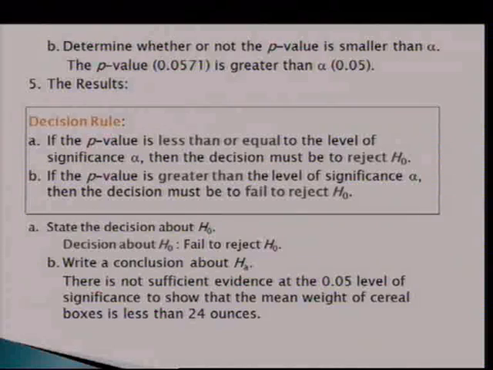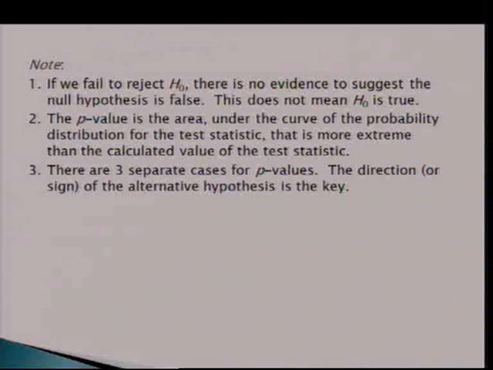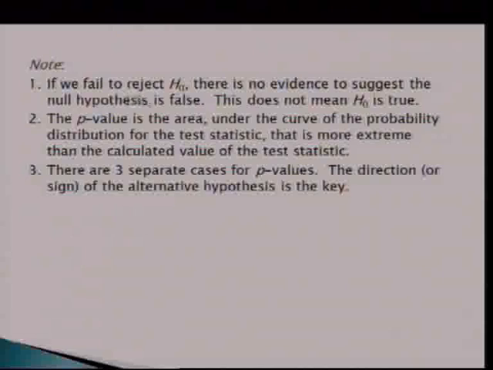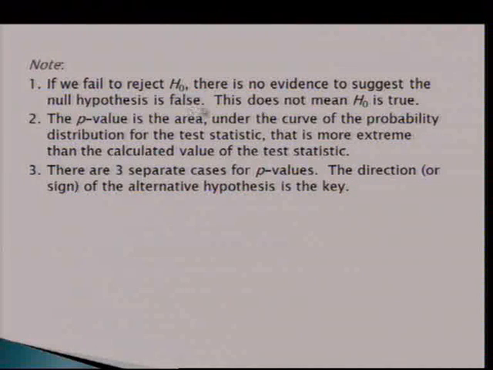So the conclusion is that there is no sufficient evidence at the 0.05 level of significance to show that the mean weight of the cereal boxes is less than 24. But if the significance level changes, then the decision also changes. So it is up to us, or the prescribed value, by which we can accept or reject the null hypothesis. If we fail to reject H0, we have to note some points. There is no evidence to suggest that the null hypothesis is false. This does not mean that H0 is true.